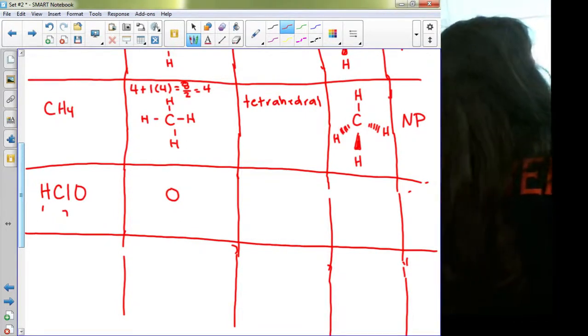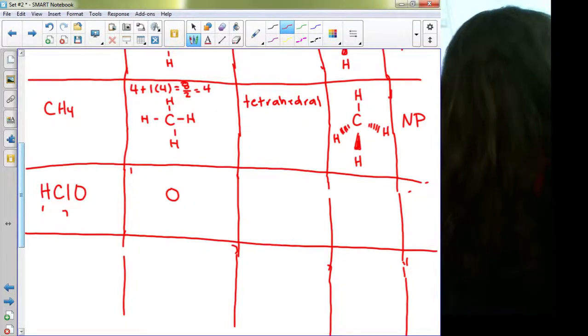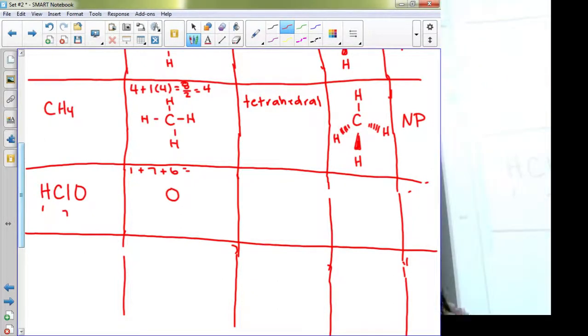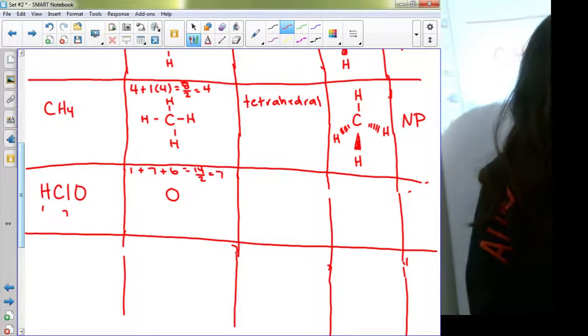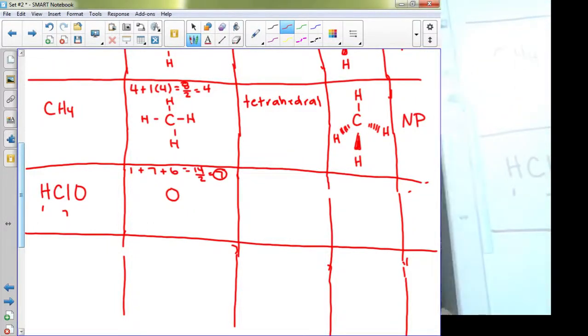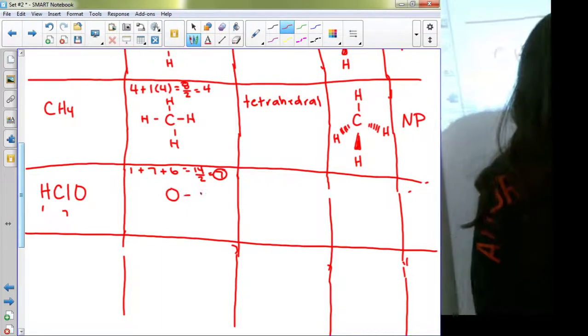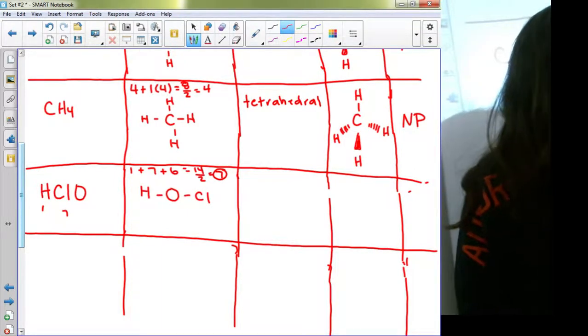Okay. How many valence electrons does hydrogen have? 1. Chlorine has 7, and oxygen has 6. So 1 plus 7 is 8, plus 6 is 14, divided by 2 is 7. So I know I should have 7 pairs of electrons. I feel like we should be catching on to this at this point. Lewis dot structures should be becoming repetitious. So then I connect the oxygen to the chlorine to the hydrogen.